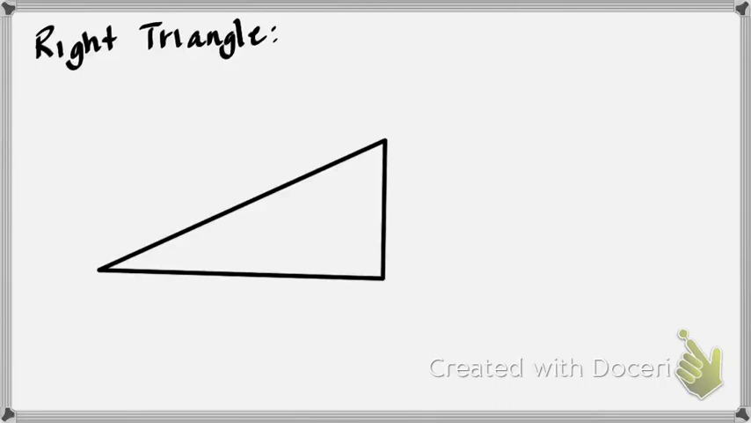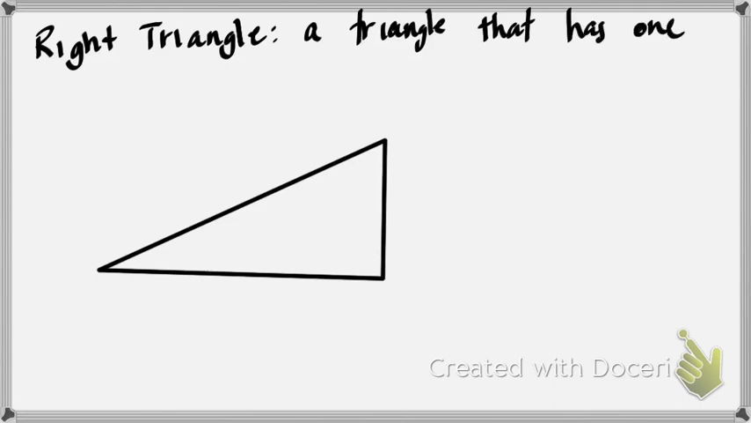Okay, today's lesson is going to be on right triangles. Just as a little reminder, a right triangle is a triangle that has one right angle. Now remember that a right angle is an angle that is 90 degrees. So in the triangle I have below, this would be my right angle.